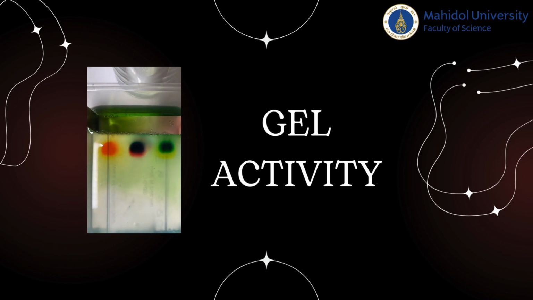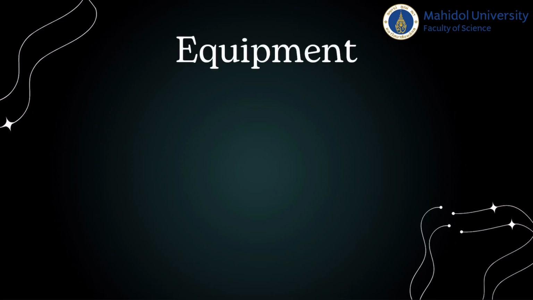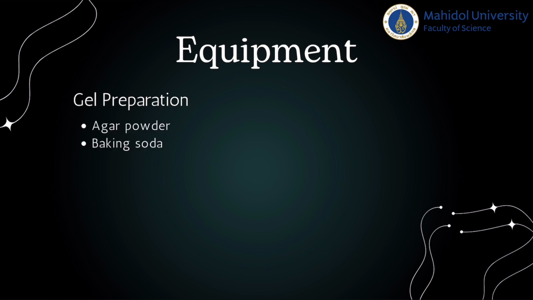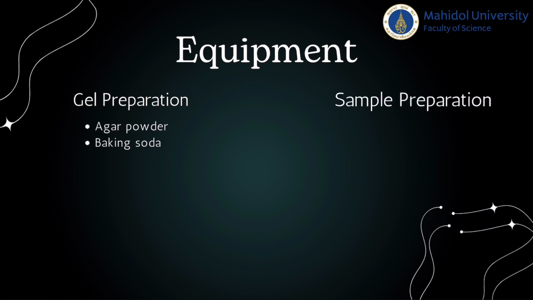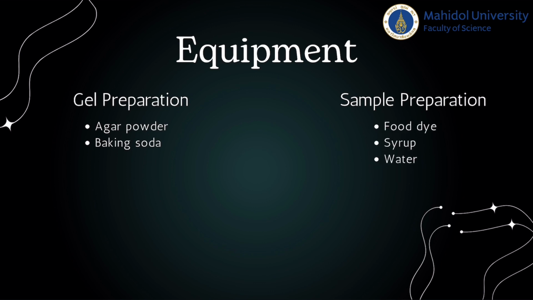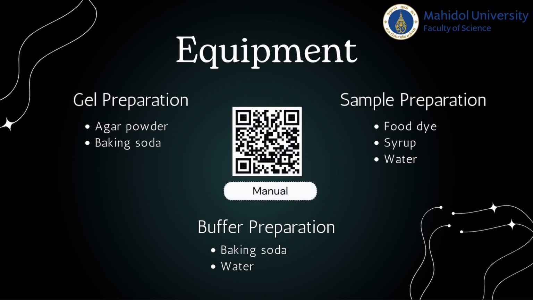But first, let's take a look at the equipment and the methodology. Moving on to the equipment of our activity. In the gel preparation part, we use agar powder and baking soda. For the samples, we use food dye, syrup, and water. And we use baking soda and water as a buffer. To understand more, you can get a manual of the experiment from this QR code.